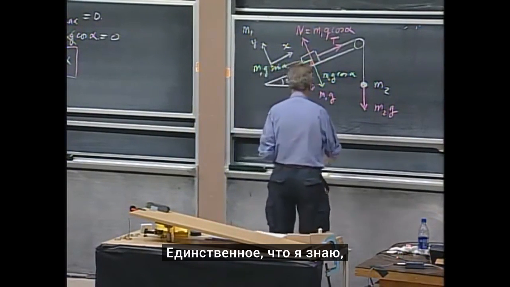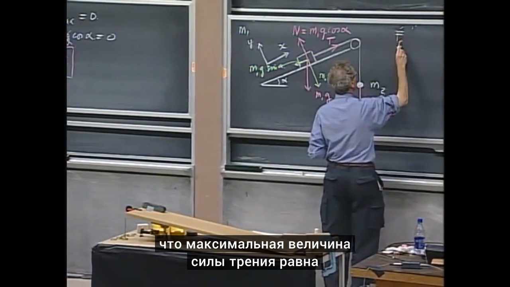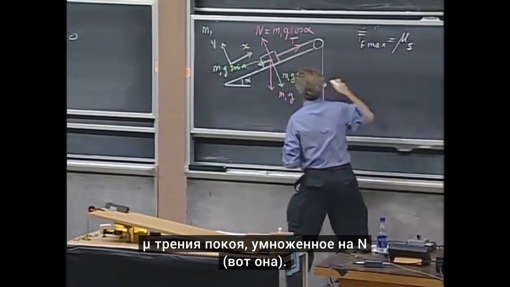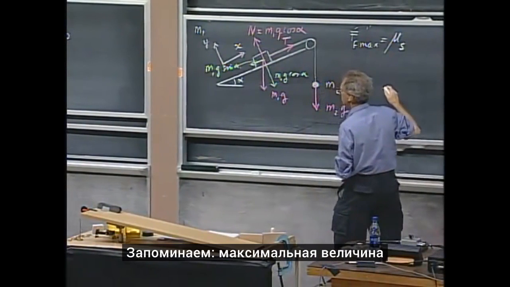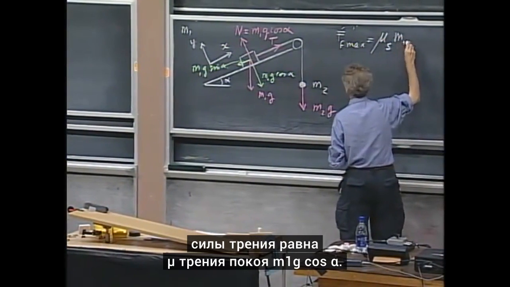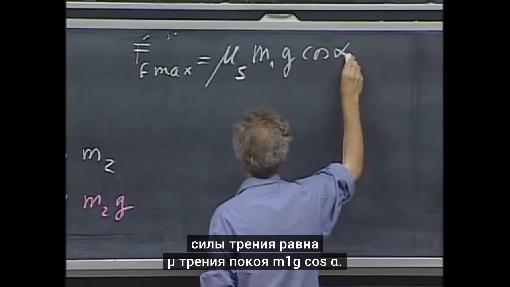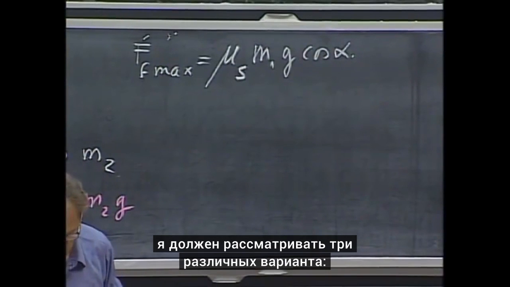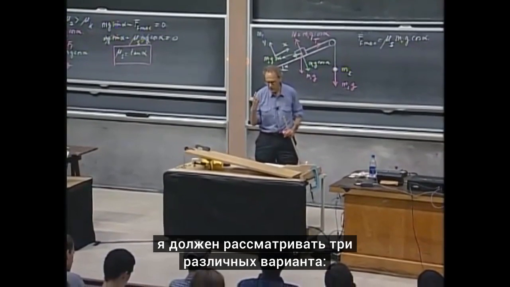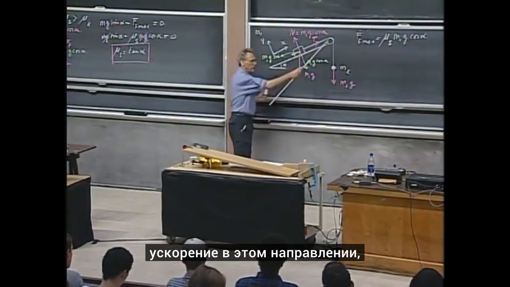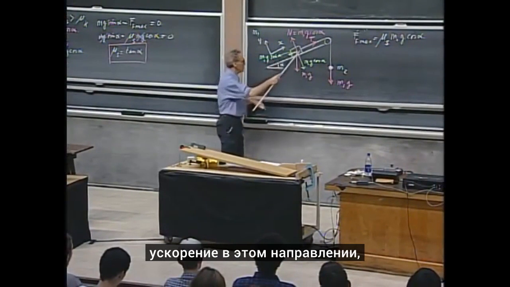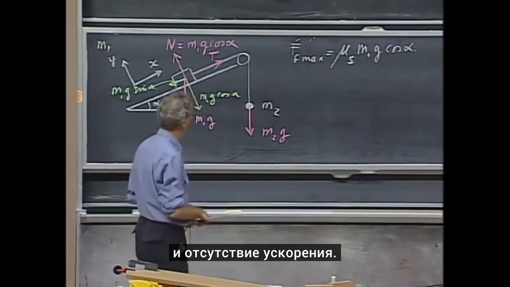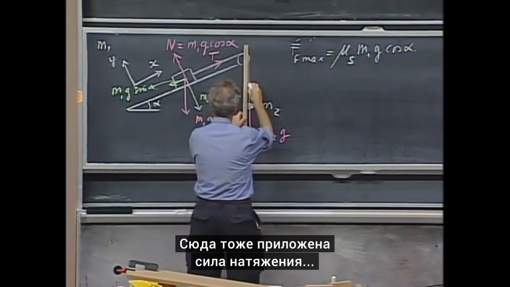The only thing I do know is that the maximum value of the friction will be mu static times n, which is what we had there. Remember, that's the maximum value that the friction can have, times m1 g cosine alpha. That I know. So now, if I want to deal with this, I have to look at three completely different situations. Acceleration in this direction, in which the friction is pointing here. Acceleration in this direction, in which the friction is pointing there, or no acceleration at all. There's also, of course, the tension here.